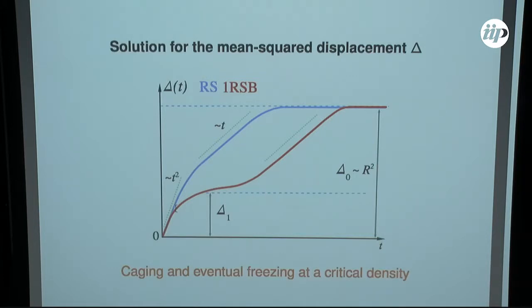So this is the same phenomenology as mode coupling, but here, really in large dimension, we have proven that something is happening at a finite density. What is happening is the glass transition. There is no crystal. You can convince yourself of that. But what you do have is that a particle, because of the presence of the others, never can diffuse completely away.